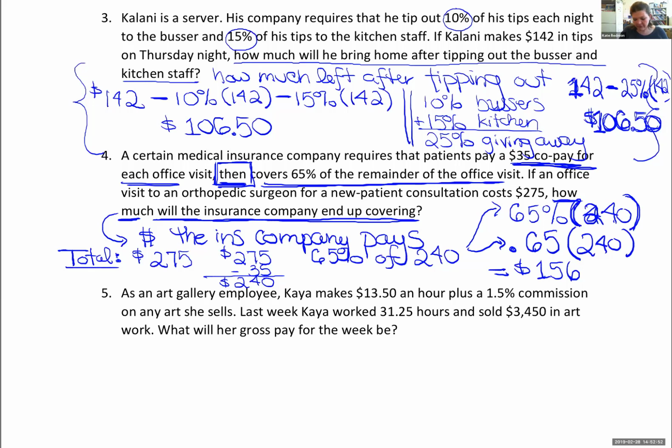Okay, and what was I looking for? Yeah, I was looking for how much the insurance company would end up covering. So cool, I'm done here.